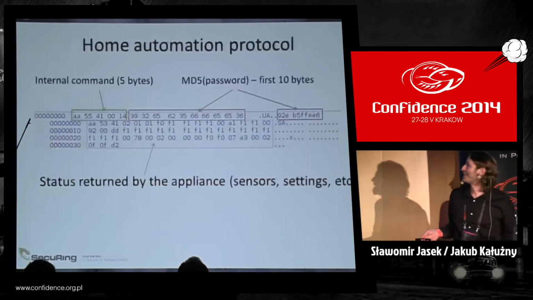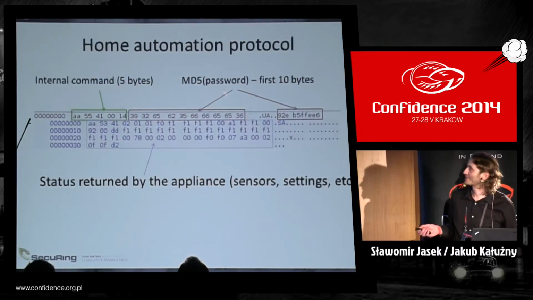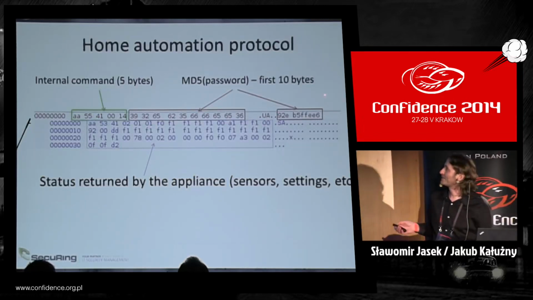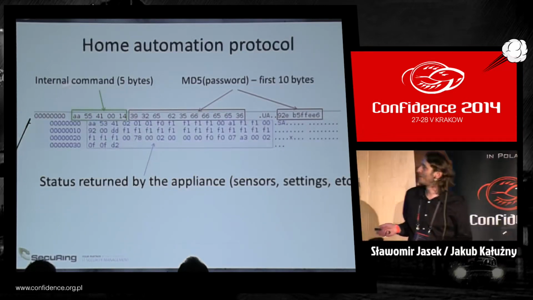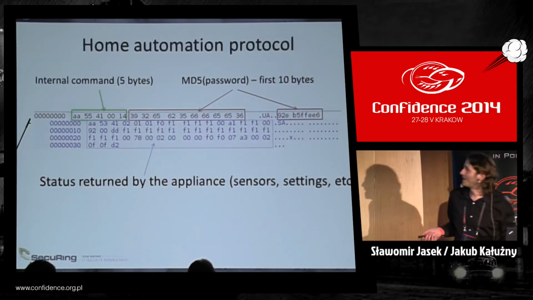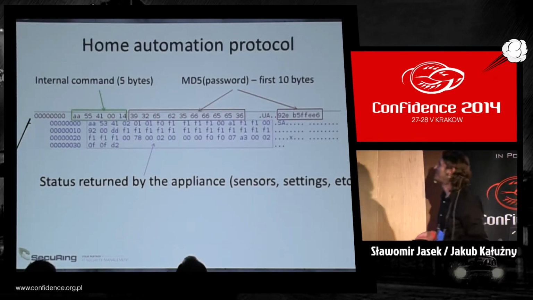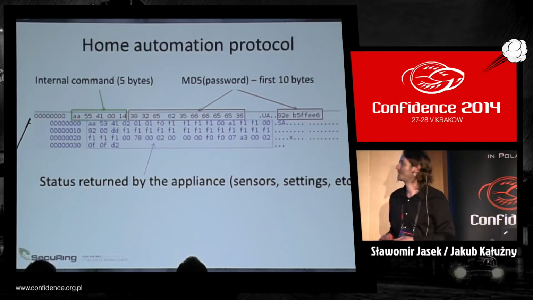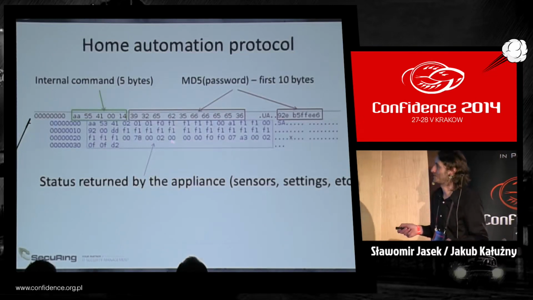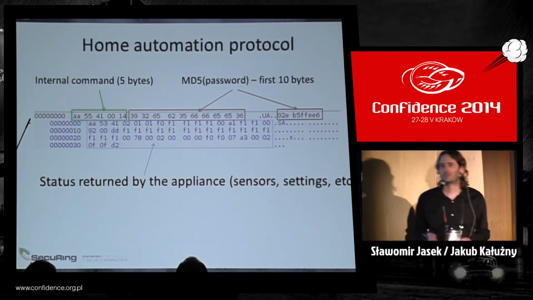So it turned out that this is the password encoded. I mean, it's just MD5 of the password, not XOR, but you were close. Of the first 10 bytes of the password, and this is actually what is sent to the internal home automation protocol. And the blue one is the things returned by the appliance to the mobile application. So there we have, for example, temperature or status of something and so on. Does anybody know what's wrong with the protocol?